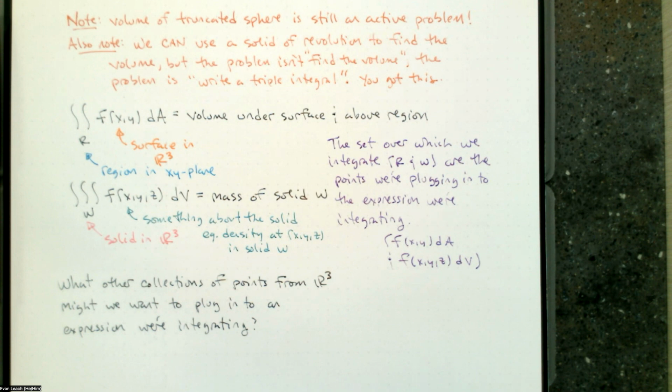All right, let's talk about what the actual thing is that we want to talk about. What other collections of points in R3 might we want to plug into an expression that we're integrating? So far, we've had two-dimensional sets, kind of limited two-dimensional sets because we're picking points in the XY plane, and we've had three-dimensional sets. So I want to be able to plug in a one-dimensional set of points.